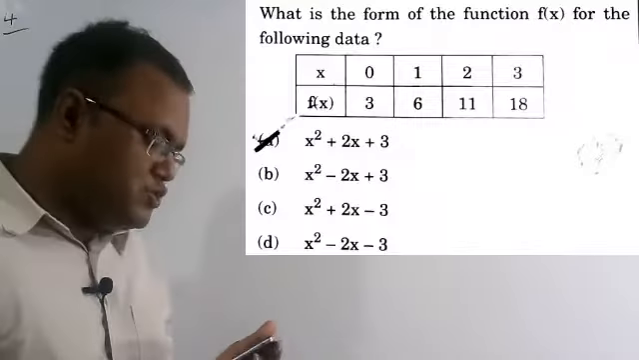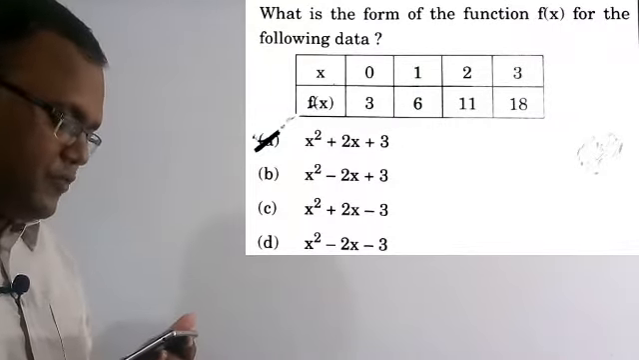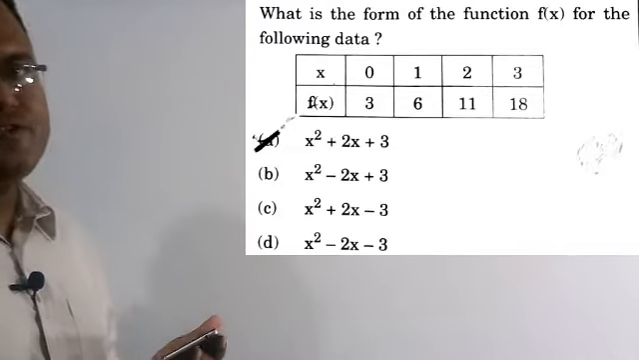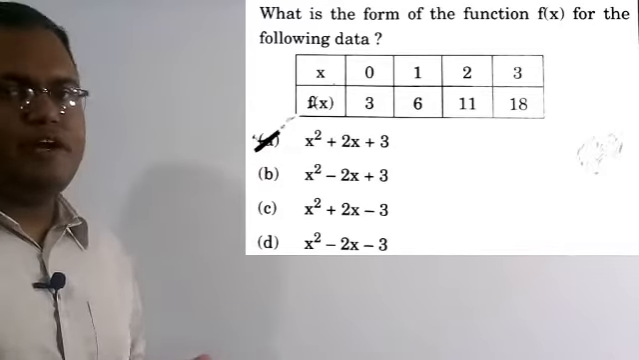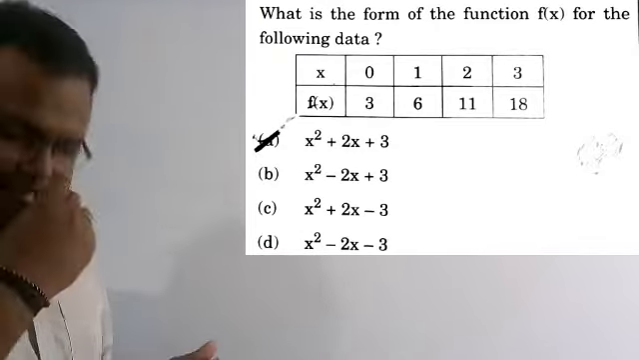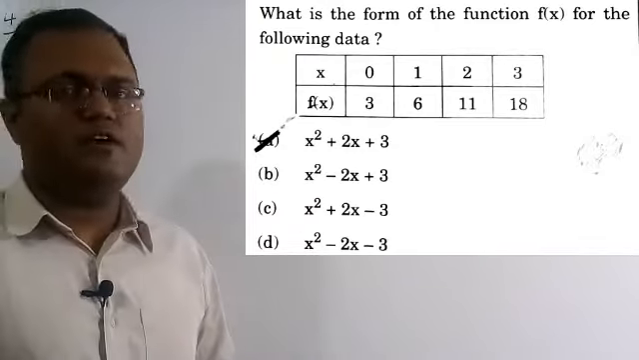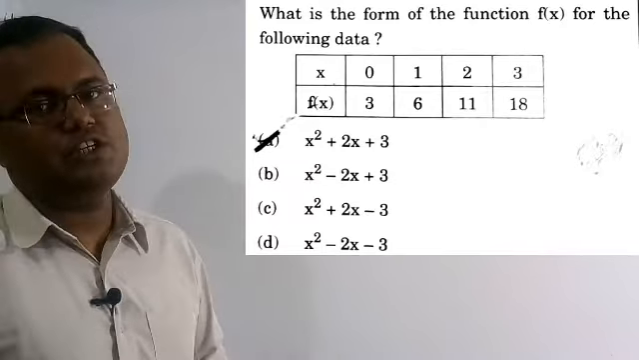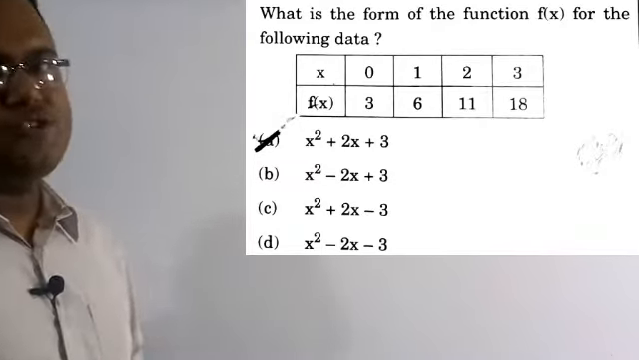See the question here. What is the form of the function f of x for the following data? They have given the x values, and for these x values they have also given the values of f of x. For this we need to find the function f of x which is going to satisfy these values of x and f of x.